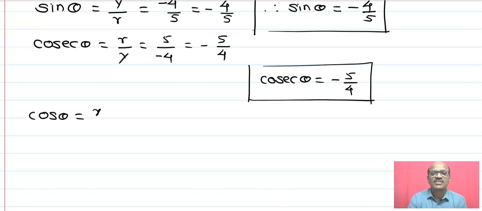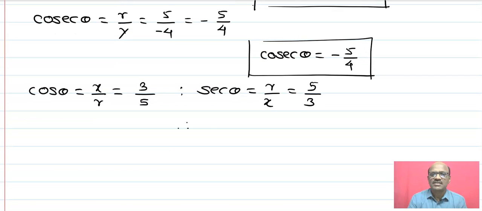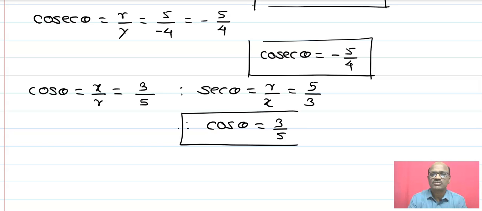that is cos theta is equal to x upon r. This is the basic definition, that is 3 upon 5. Therefore sec theta is equal to r upon x, that is 5 by 3. And hence cos theta is equal to 3 by 5, and the sec theta is equal to 5 by 3.